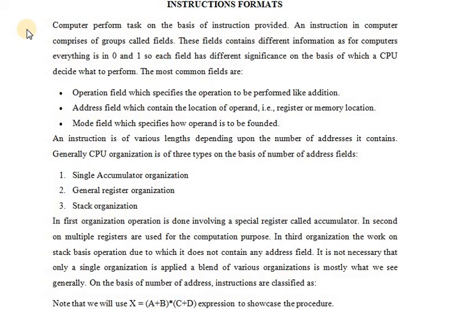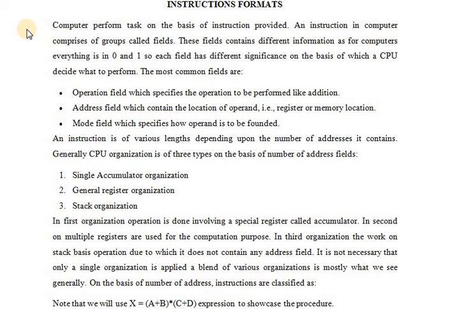Today we are going to see the instruction formats in computer organization. In the last class we have seen the stack organization. In the class before that we have seen the register organization. Now we are going to see the instruction formats. First we will see what is an instruction format and what are the fields provided in the instruction format.